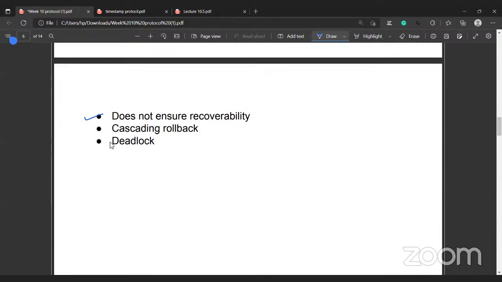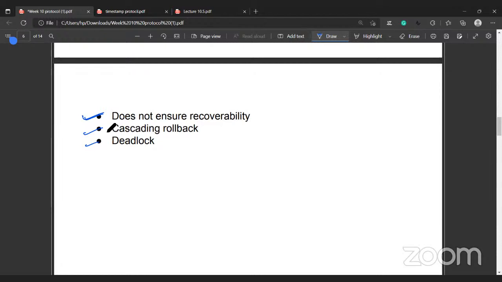So this does not ensure recoverability, there is a problem with cascading rollback, and deadlock may happen. So we'll see with the help of an example, right?